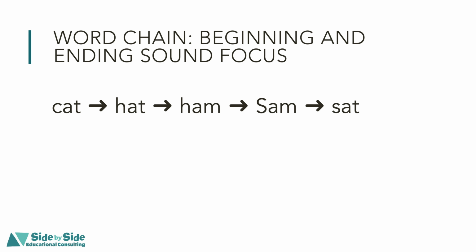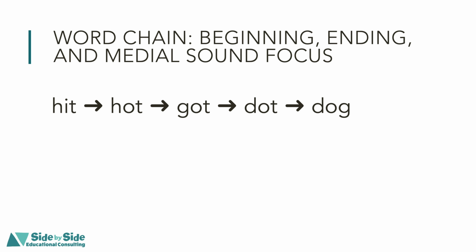So this is where you could build a word chain that looks something like this. Hit to hot to got to dot to dog, and so on. You can see there we're working not only with beginning and ending sounds, but also changing out some of those medial sounds with each of the words that we build.